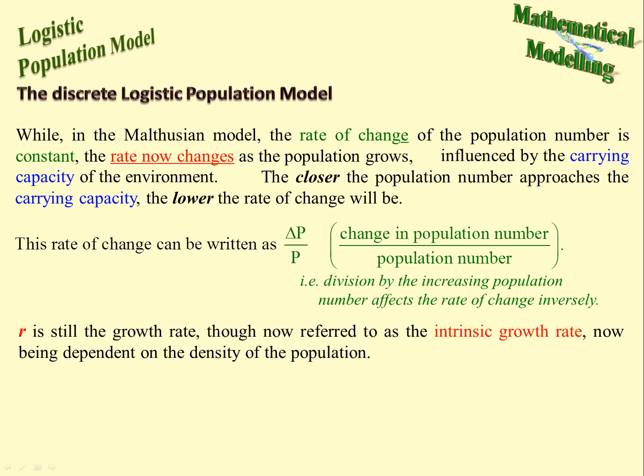R is still the growth rate, same as in the Malthusian model, but now it's referred to as the intrinsic growth rate, because it really does depend on the density of the population. And in fact, it's only the maximum growth rate. It's the growth rate at the start.